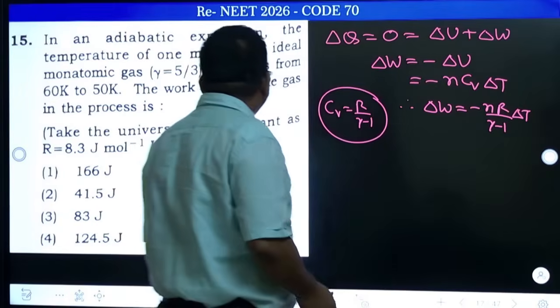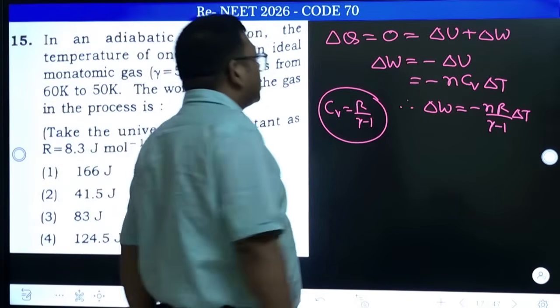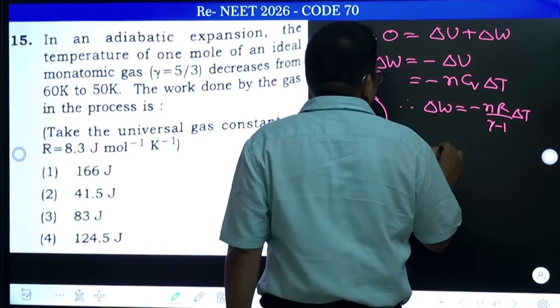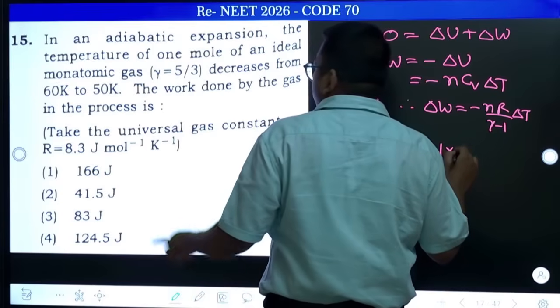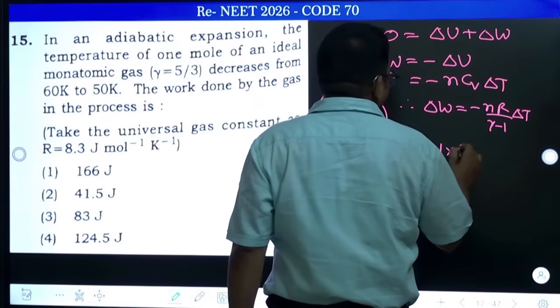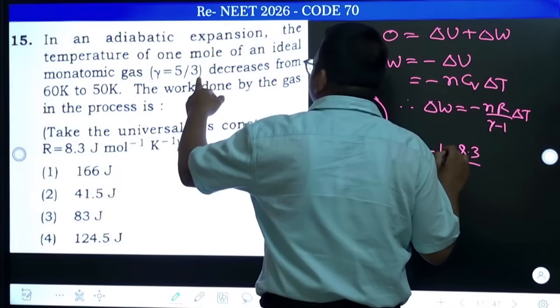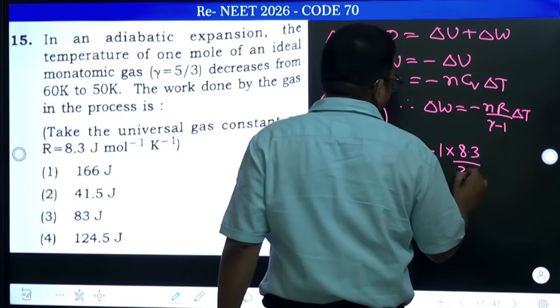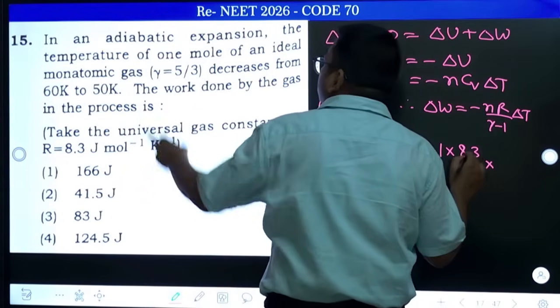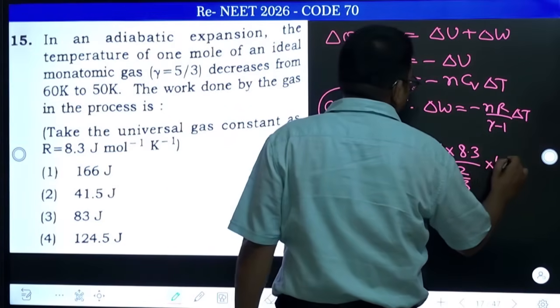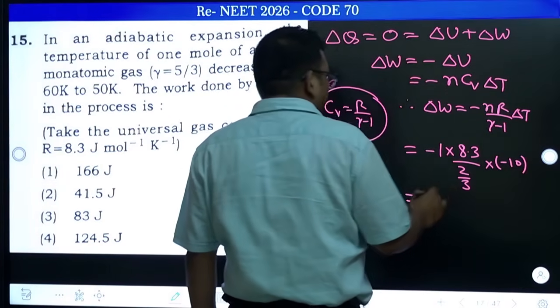Now delta T is given here, I think. Directly we can substitute. Number of moles 1 mole minus 1 R. R we have to substitute, right? 8.3. Gamma is 5 by 3. 5 by 3 minus 1, 2 by 3 it will be. Correct? Delta T means 50 minus 60. So minus 10 it will be. So work done will become positive.